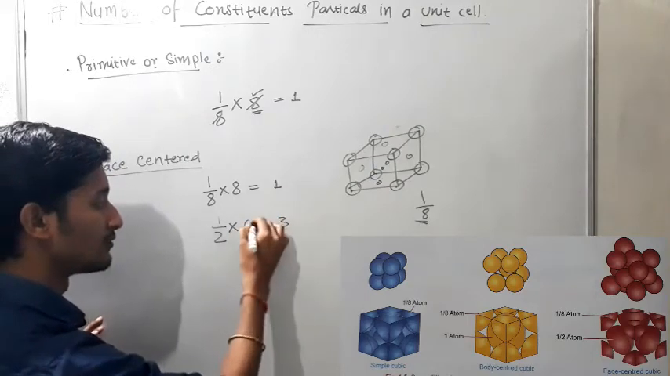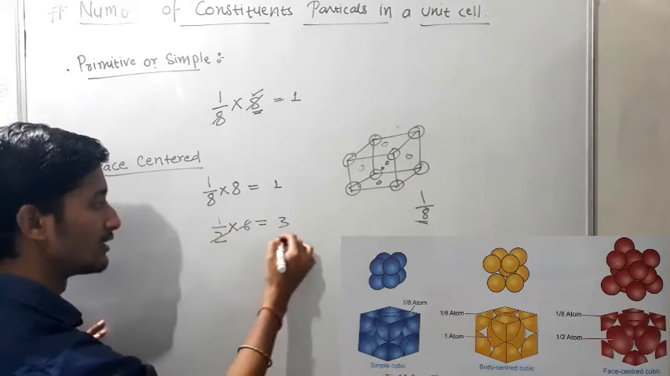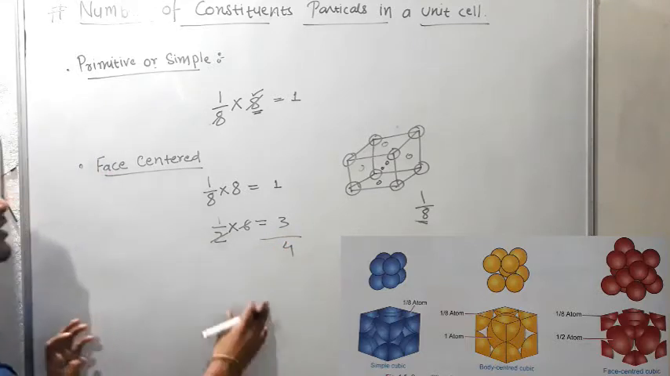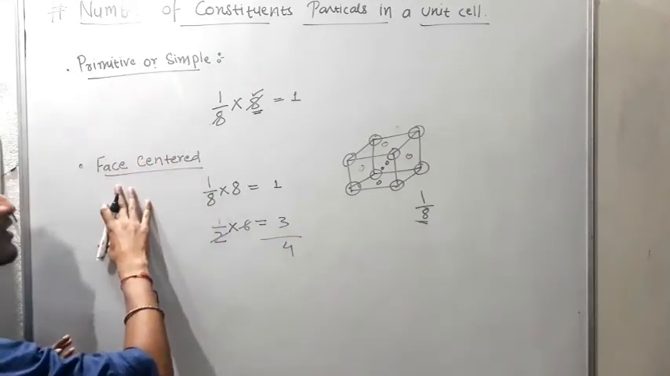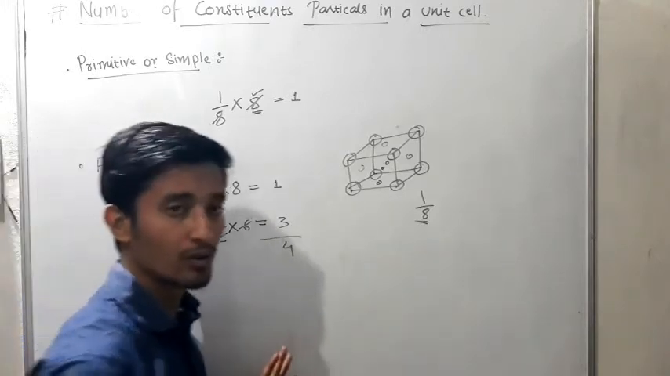So total 1 plus 3. Total number of atoms is 4. So in face centered unit cell the number of constituent particles is 4.